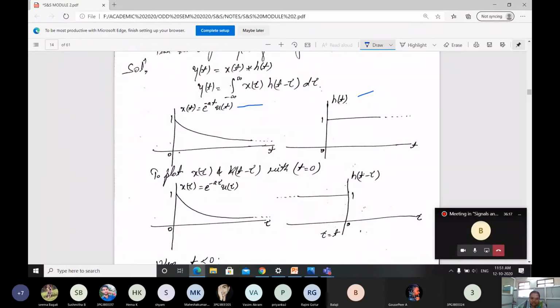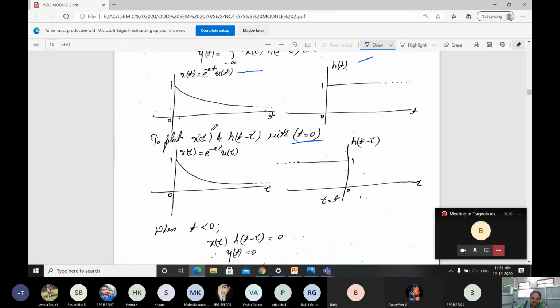To plot x of tau, in the previous case we changed from n to k, but here we have to change from t to tau. To plot h of tau, x of tau and h of t minus tau, with t equal to 0, wherever t is there, we replace it with tau. That gives x of tau, e raised to minus a tau u of tau. For h, at t equal to 0 you get minus tau, which is the reflection of the u of t signal. At tau, it is going to be t only.